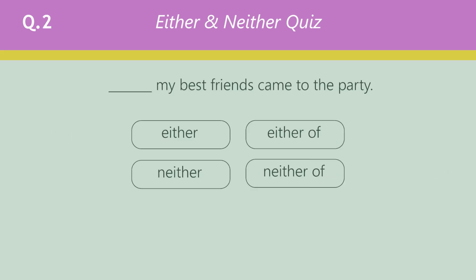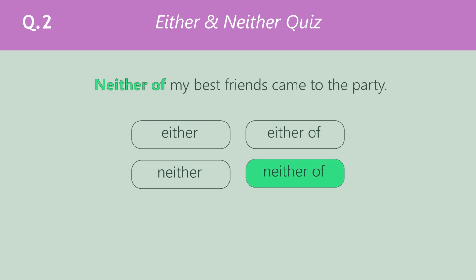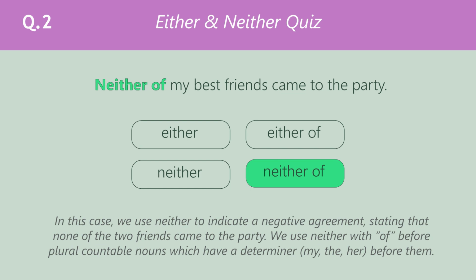Question 2. Neither of my best friends came to the party. In this case, we use neither to indicate a negative agreement, stating that none of the two friends came to the party. We use neither with of before plural countable nouns which have a determiner, my, the, her, before them.